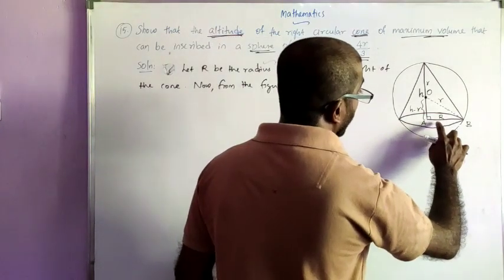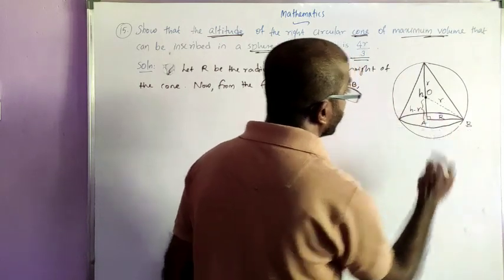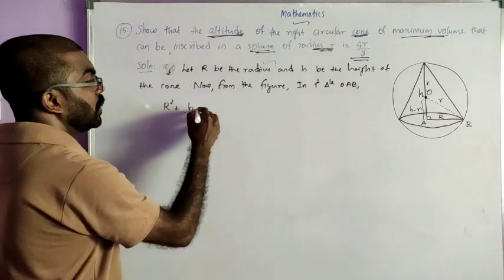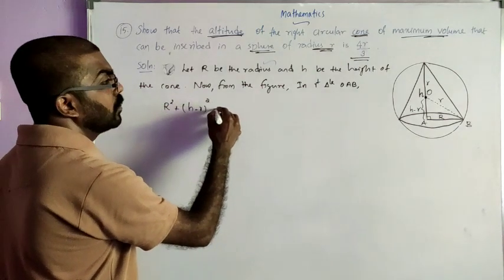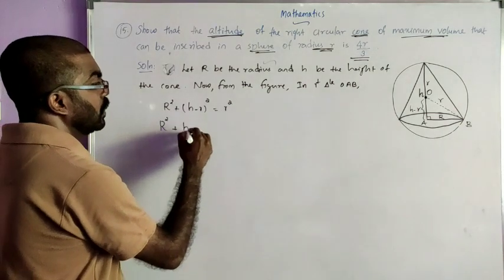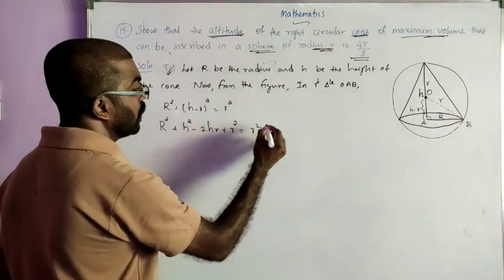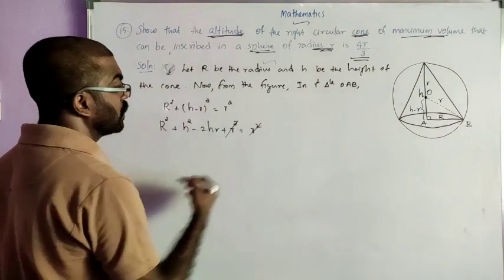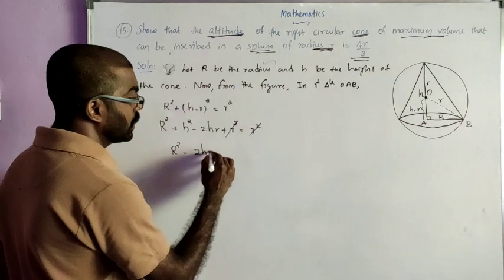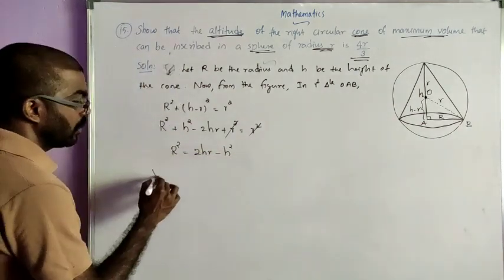Here, base square plus altitude square is equal to hypotenuse square. So R square plus (h minus small r) the whole square is equal to small r square. We can expand: R square plus h square minus 2hr plus r square equals r square. Here we can cancel this r square. From this we can write capital R square is equal to 2hr minus h square. Now we can find the volume.